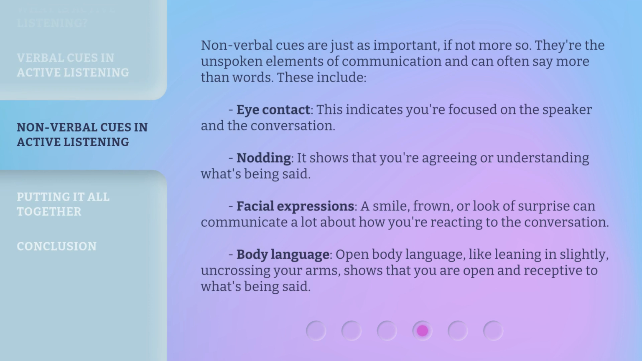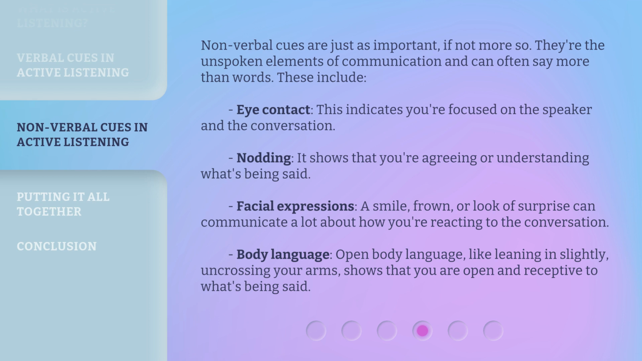Non-verbal cues are just as important, if not more so. They're the unspoken elements of communication and can often say more than words. These include eye contact. This indicates you're focused on the speaker and the conversation. Nodding. It shows that you're agreeing or understanding what's being said. Facial expressions. A smile, frown, or look of surprise can communicate a lot about how you're reacting to the conversation.